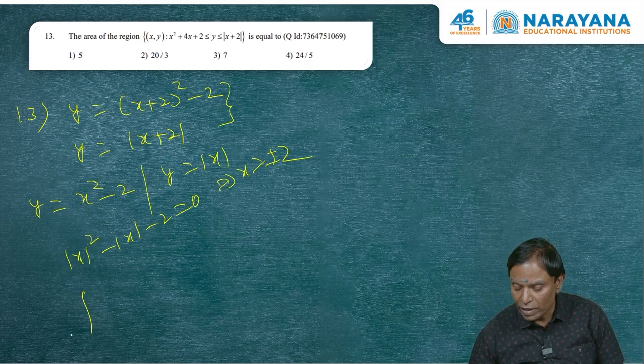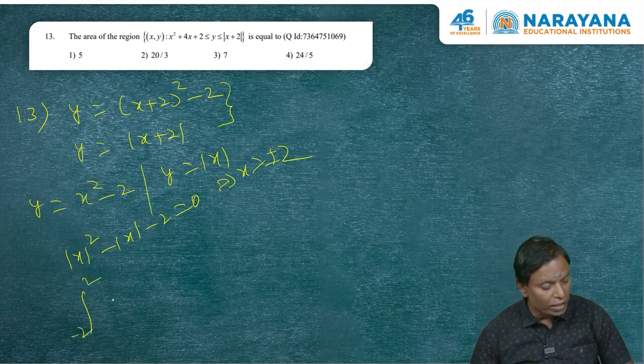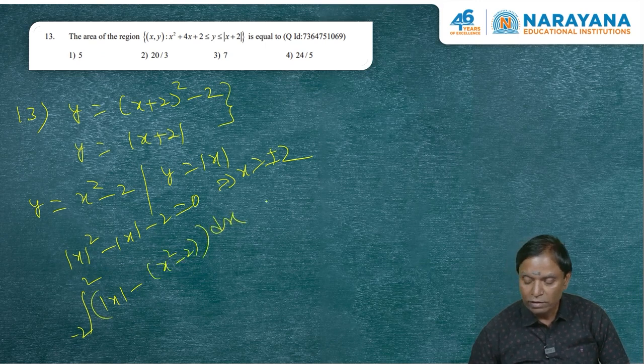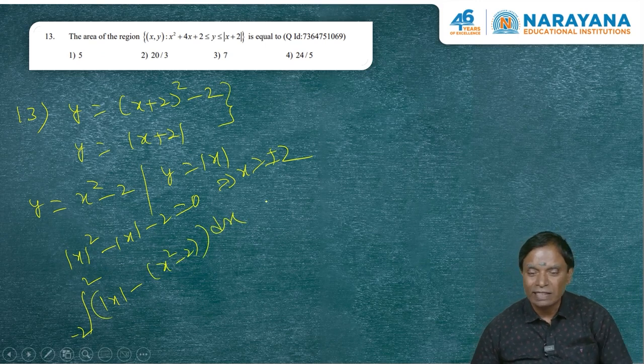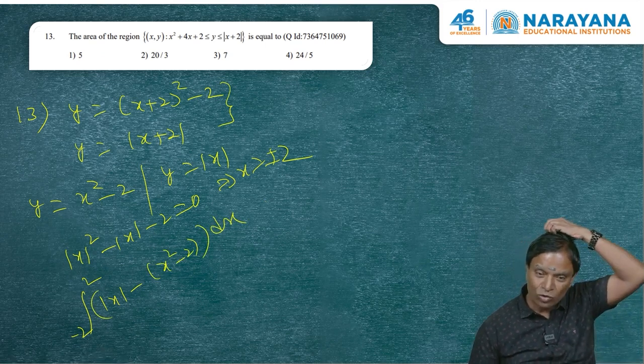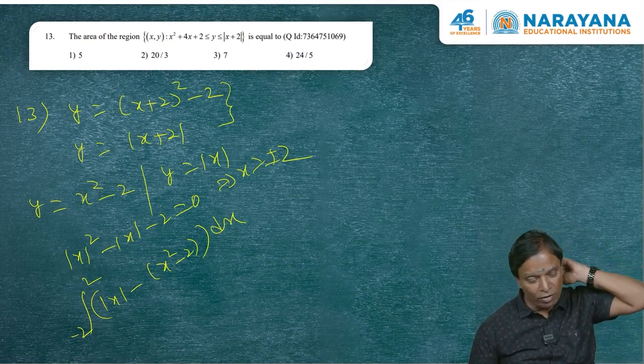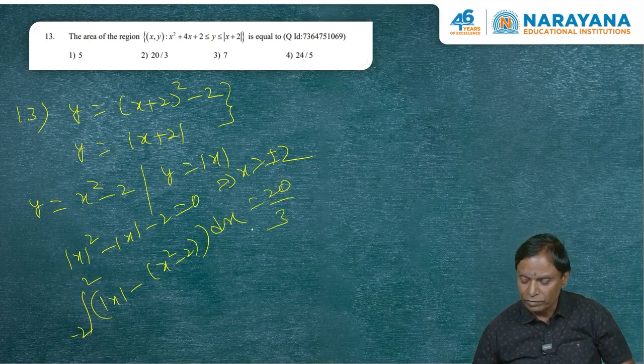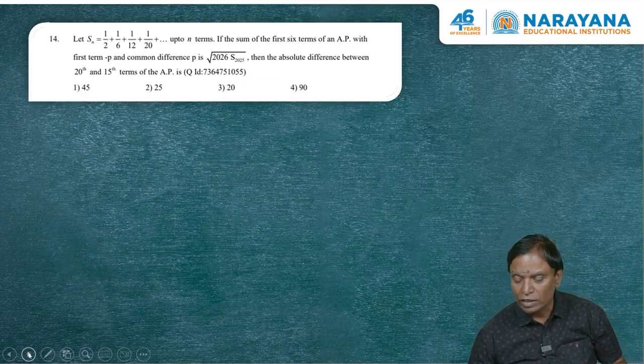So your required area will be nothing but the integral from −2 to 2 of |x| − (x² − 2) dx. Now this you can simplify. Since it is an even function, you can write the integral from 0 to 2 of x − (x² − 2) dx. This you can evaluate easily, which gives you 20/3. Now let us go to the next problem.